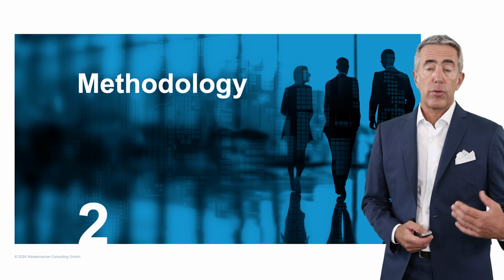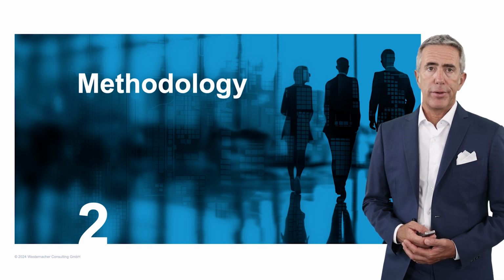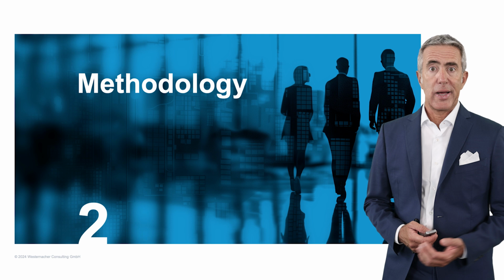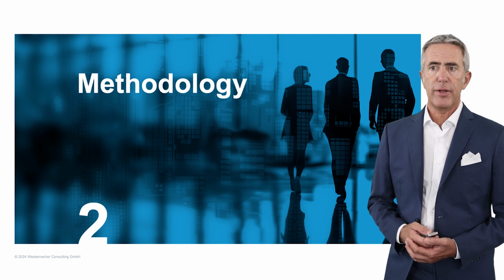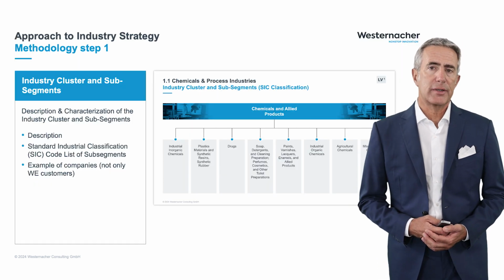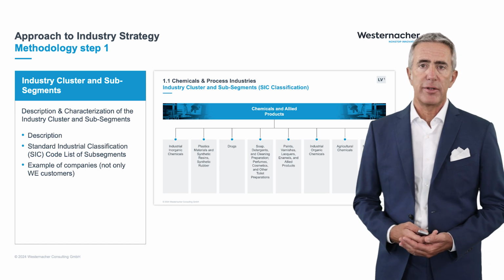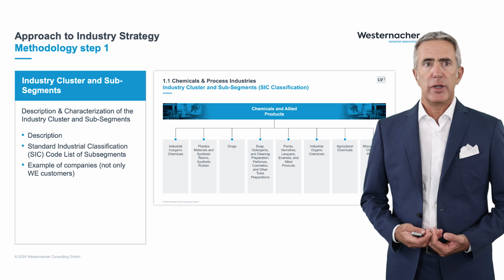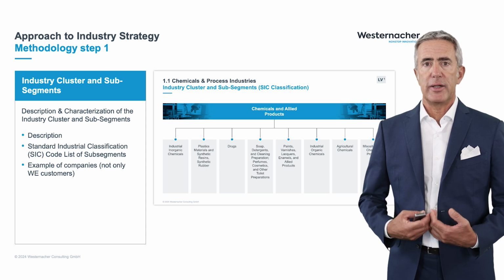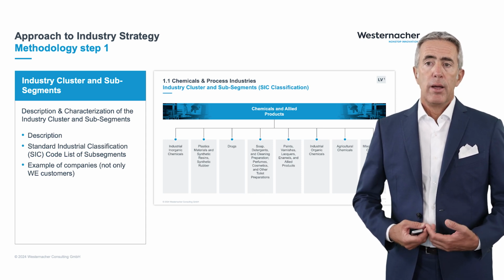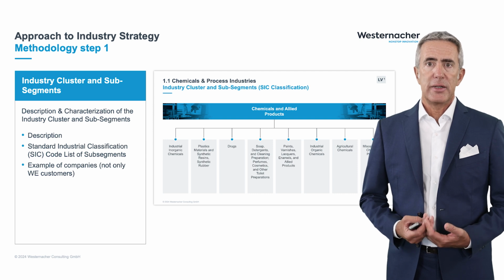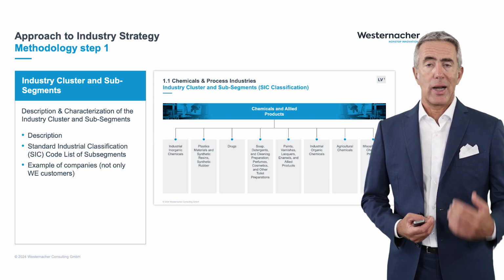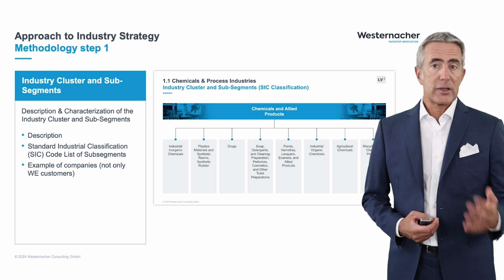So let's go through the methodology we are using to roll out with our customers. The methodology is deployed in 5 main steps. The first step is basically the definition itself of the industry, with the description of the industry and the characterization of the industry clusters, basically, with the sub-industries.